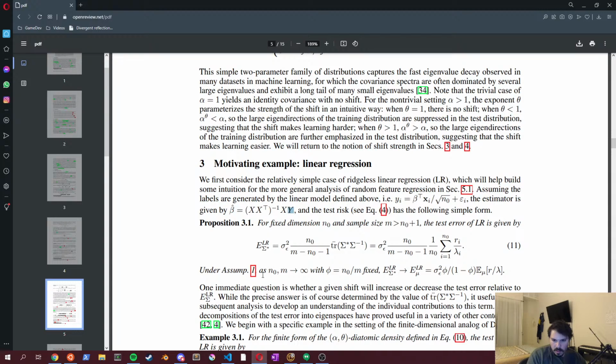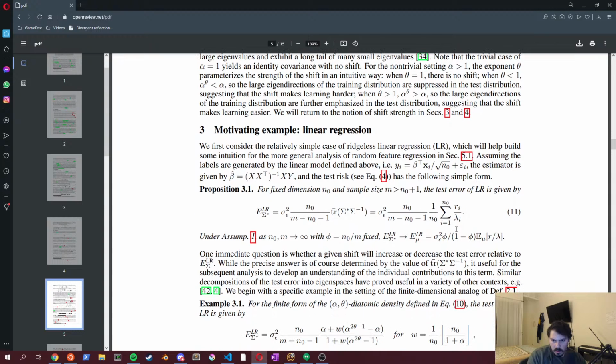Under assumption 1, as n0 and m go to infinity and phi equals n over m is fixed, the error from linear regression goes to this function, which is sigma squared epsilon times phi over 1 minus phi times the expectation value over mu of r over lambda.